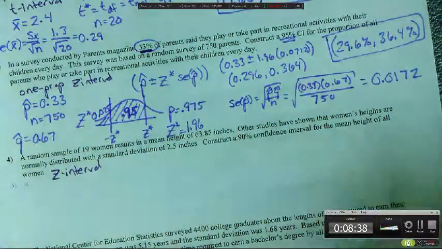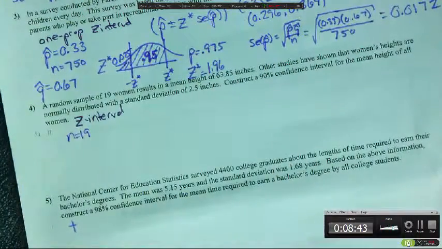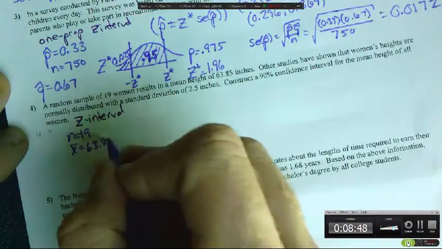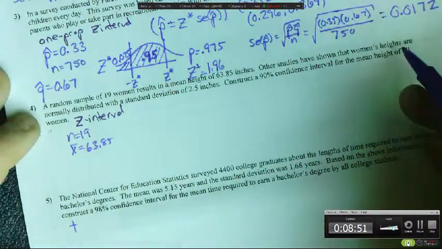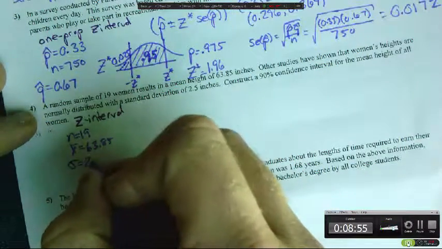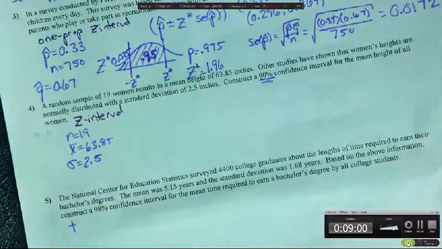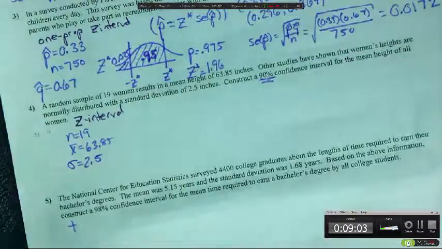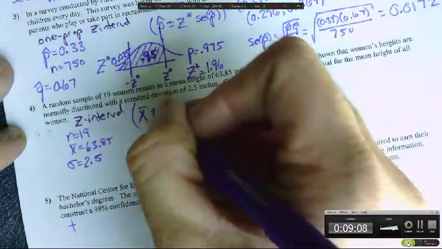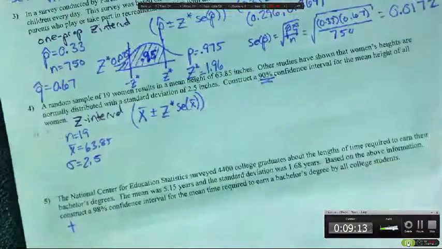And then number 4. A random sample of 19 women, so there's the numbers, that's how many we're looking at, has a mean height, so that's our sample mean, 63.85. Other studies have shown that heights are normally distributed with a standard deviation of 2.5. That's the population. Construct a 90% confidence interval. So we've identified that it's a Z interval, which means it's going to be x bar plus or minus Z critical times the standard error of x bar. So we've got to find all this information out.